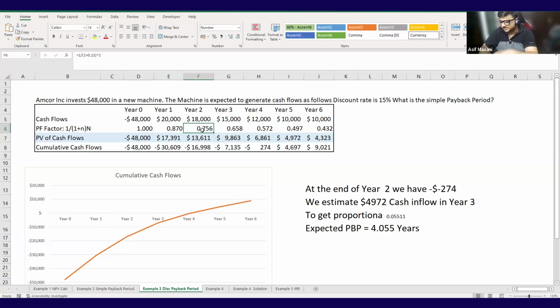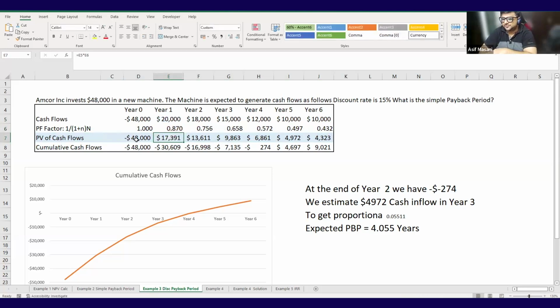I'm sure you must have done this while you were studying for your CA exams or any of your finance degrees. So when you do year 2, you discount 1 divided by 1 plus the discount rate raised to 2. So that's how you calculate the present value factor. Once you have the present value factor, you calculate the present values of the cash flows. You do that by multiplying the real cash flows or the dollar cash flows by the present value factor.